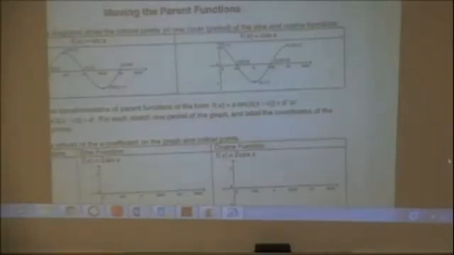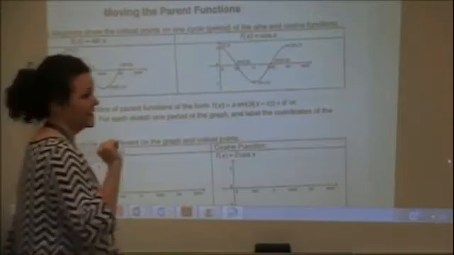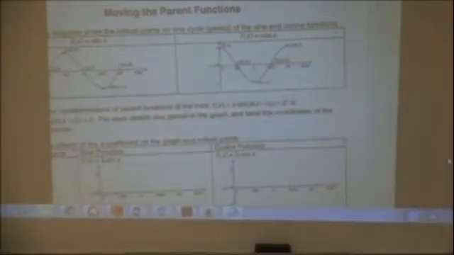Okay, at the top, they gave you the parent function for sine and the parent function for cosine, and they marked some critical points. So we are going to transform these, and we will use what they give you, 1, 2, 3, 4, 5 critical points each. We'll use the 5 critical points in order to help us sketch the correct transformed graph.